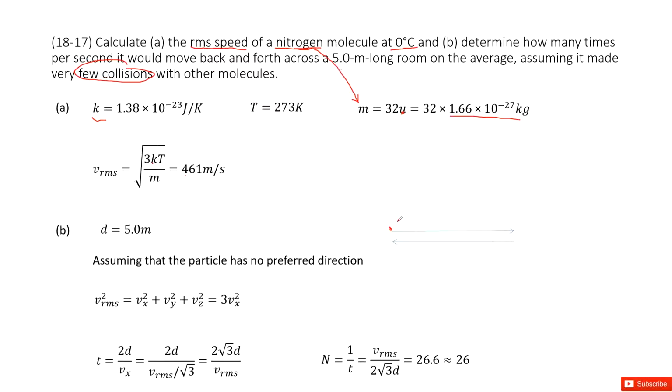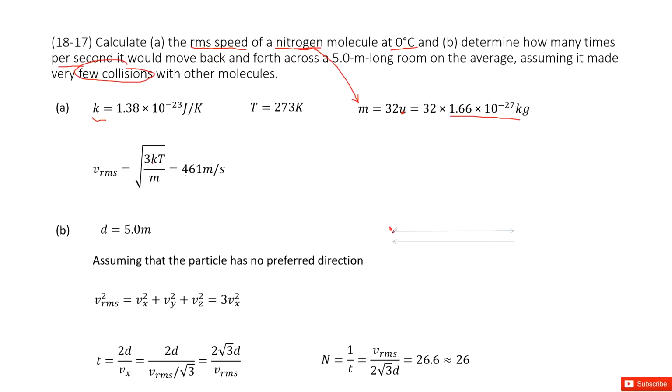Next, it tells you the distance is 5 meters, but it moved back and forth. So the distance it moved becomes 2d. Do you agree? And then, how can we find how many times per second? So we need to first find how much time it will take to make one run, to make one back and forth, and use 1 second divided by this time, we can get how many turns. Agree? So now first we find the time for moving back and forth.